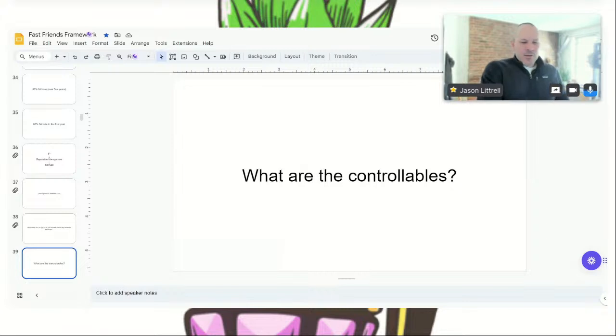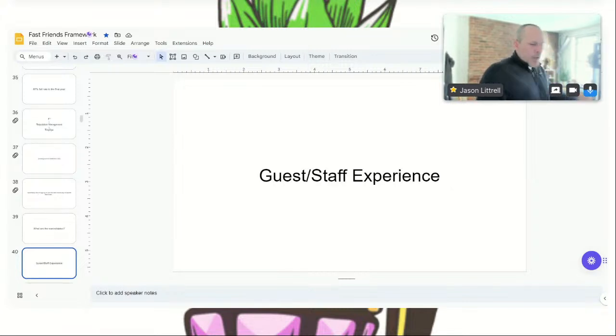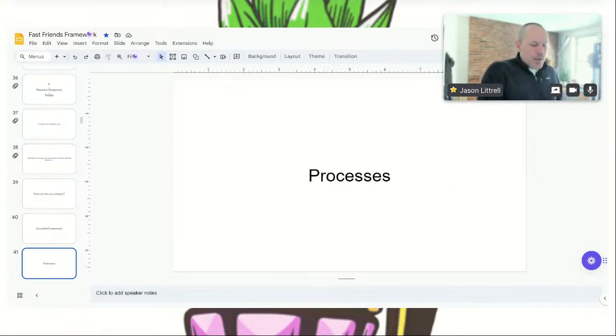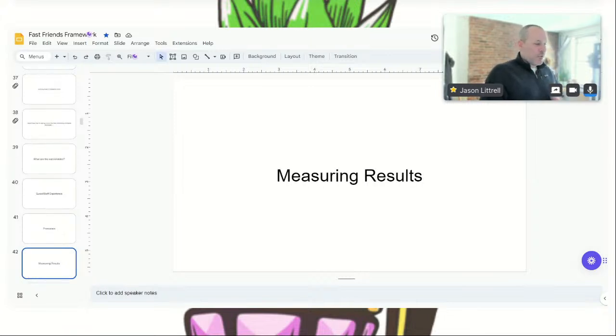So let's talk about the controllables. What we can control are the guest and the staff experience. We can control our processes, and we can measure the results of those activities.